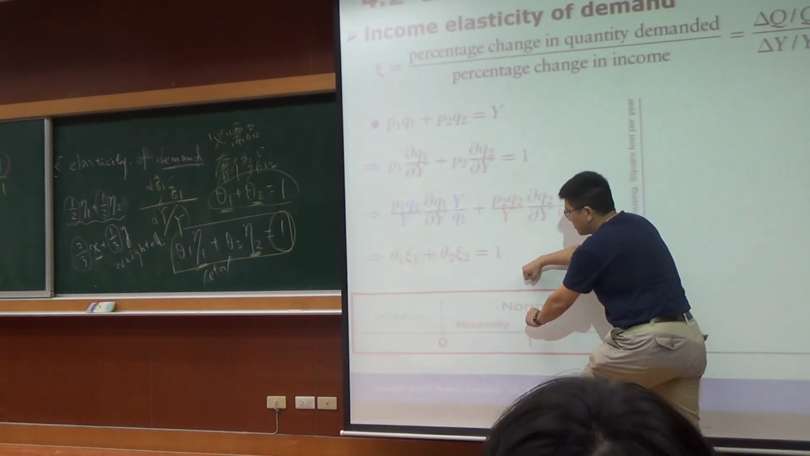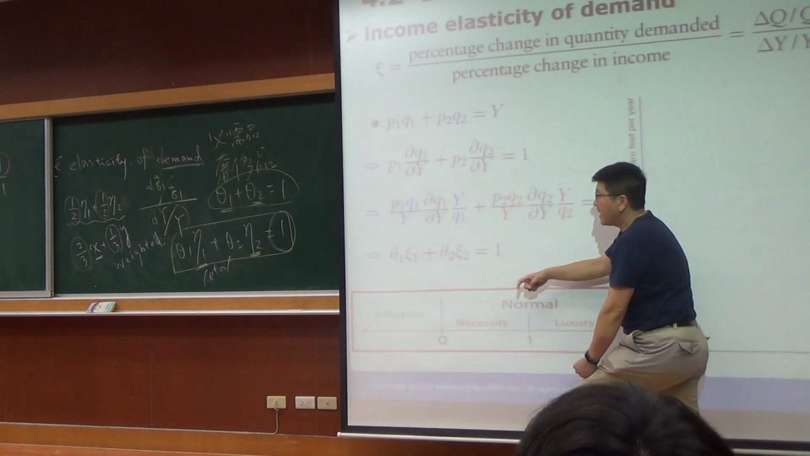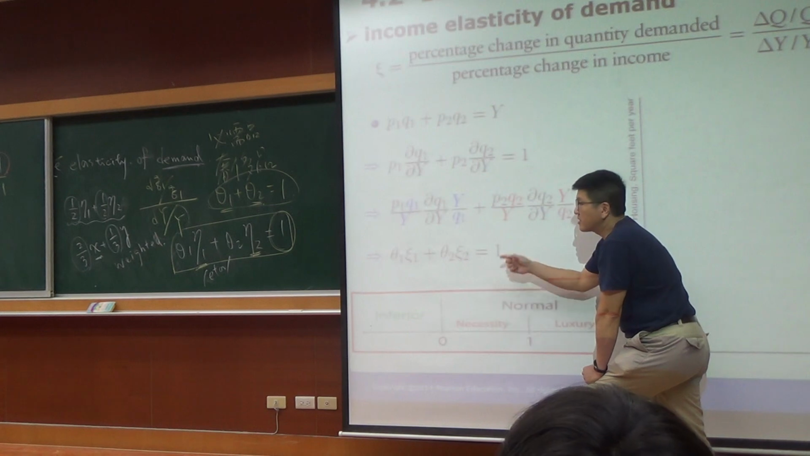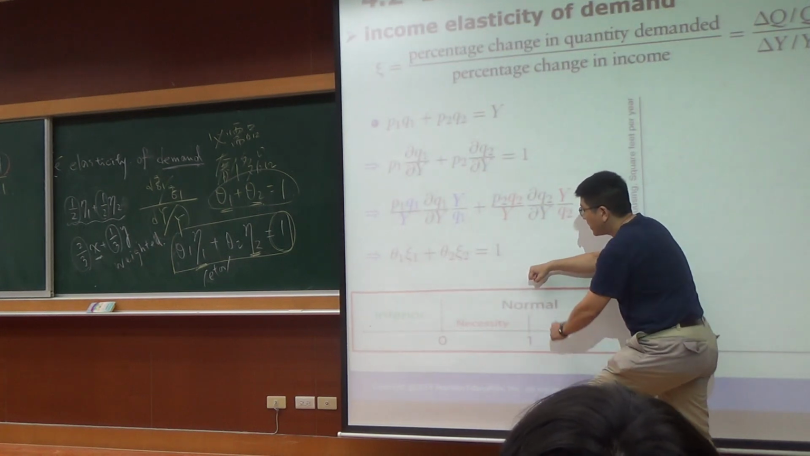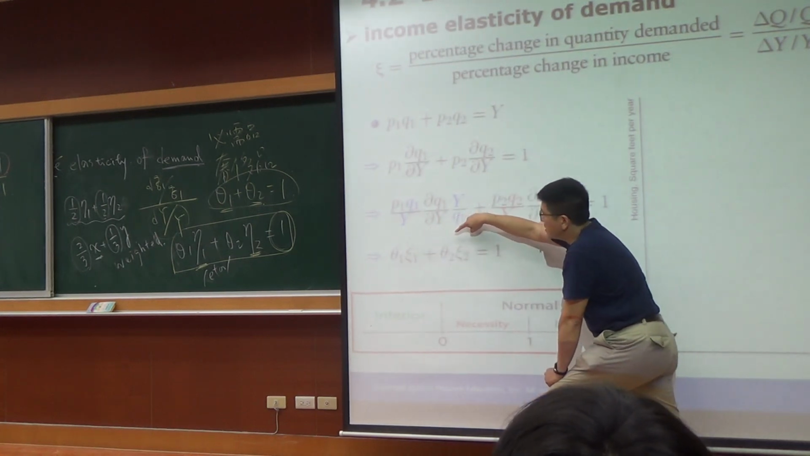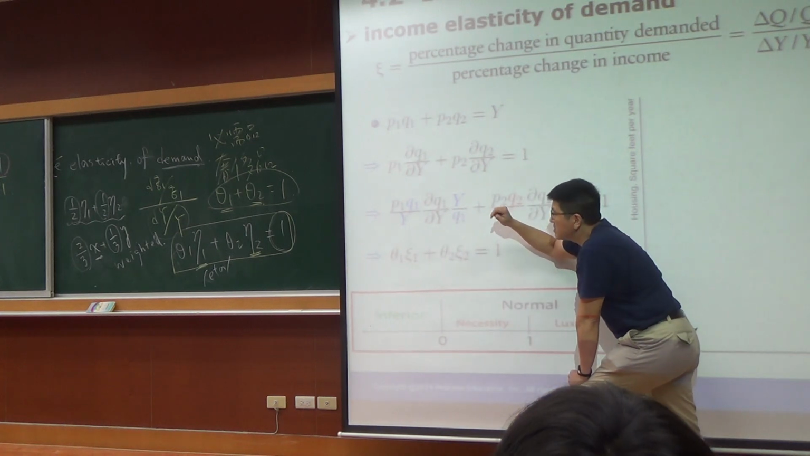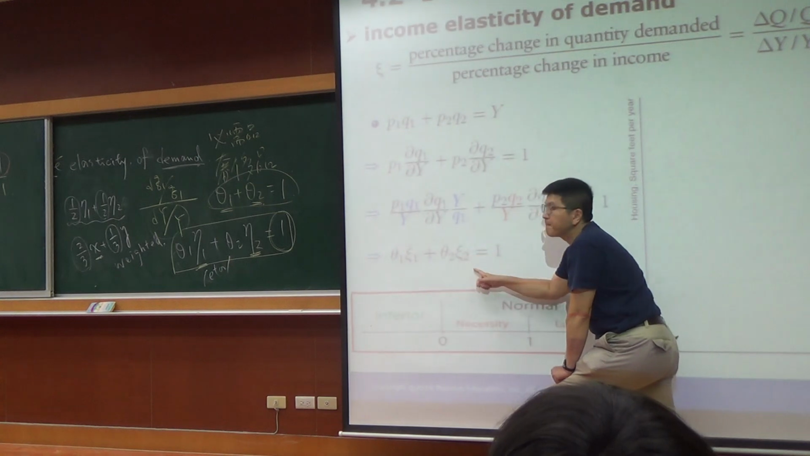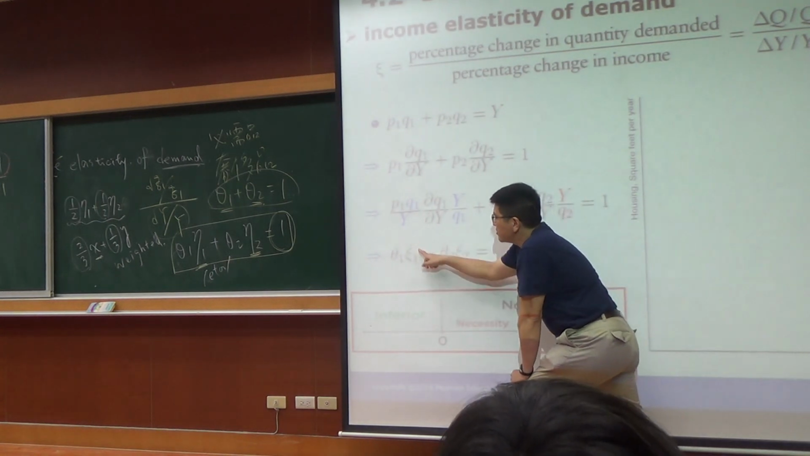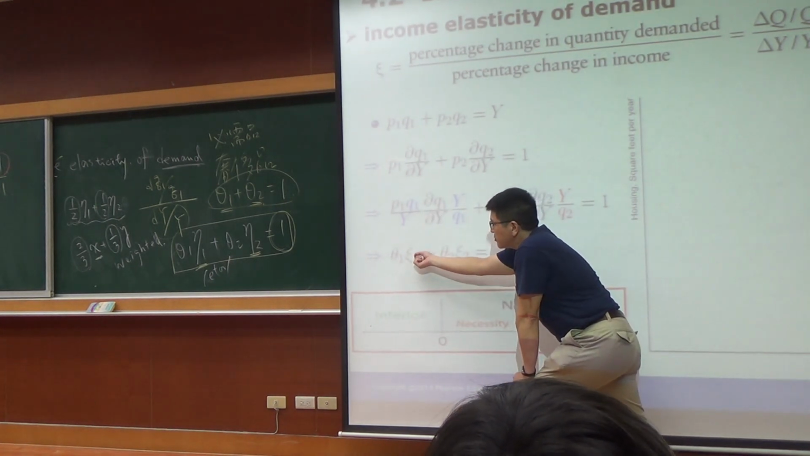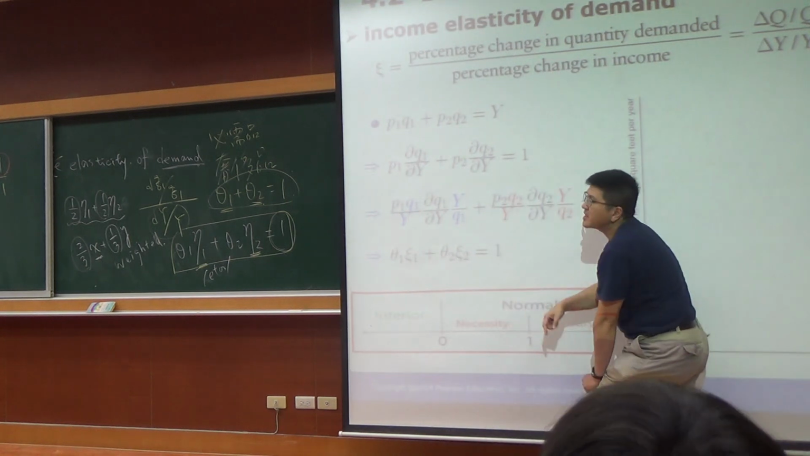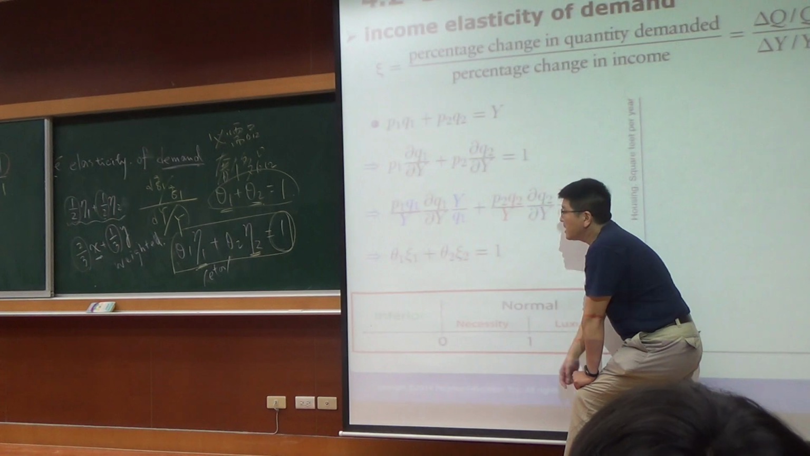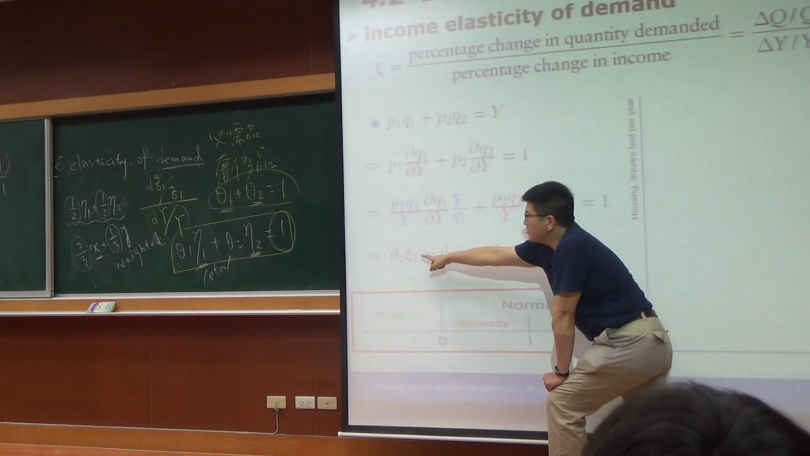Okay? So this must be balanced. And the equation can be met, or this requirement can be met, when both epsilon 1 and epsilon 2 are 1. I mean the income elasticity to be 1. And if you want to raise one, you must lower the other value, right? And if you want to raise this one, you must lower that one.